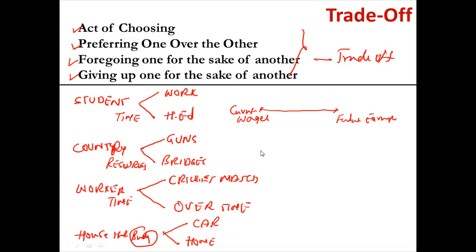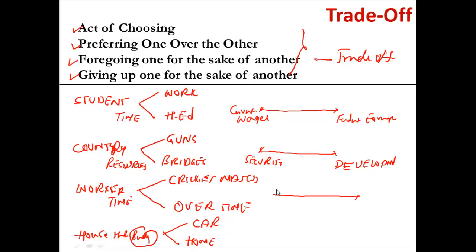In the case of a country, the actual trade-off is between national security and development. Now here, let us look at it this way. If the country wants more security, then it has to forgo some development, and if the country wants more development, it has to forgo some security. That is the trade-off here.